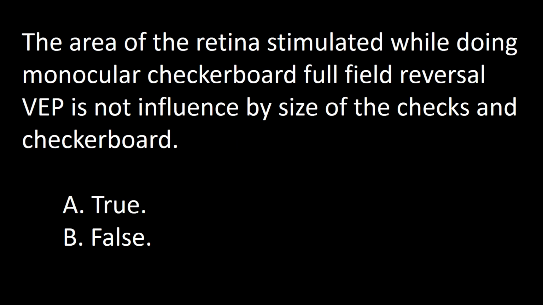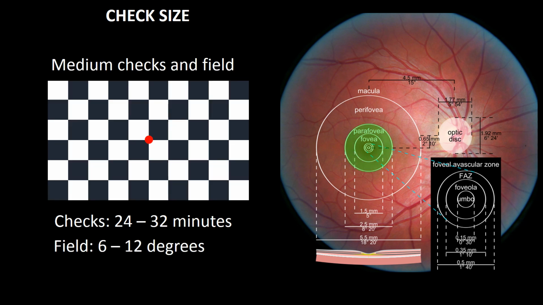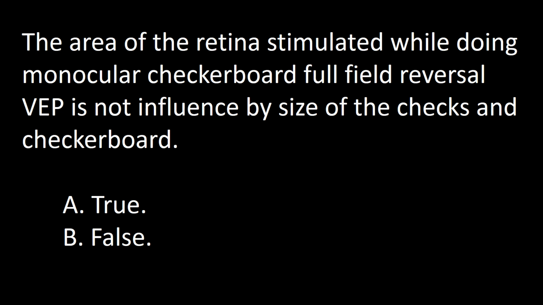Next question. The area of the retina stimulated while doing monocular checkerboard full field reversal visual evoked potential is not influenced by the size of the checks and the checkerboard. A. True. B. False. Check sizes and board sizes go together most of the time. So a small check size and a small board preferentially stimulate the fovea. Medium checks with medium board preferentially stimulate the fovea and the parafoveal region. And large checks and large board preferentially stimulate the perifovea and the neighboring retina. So the answer to this question is false.